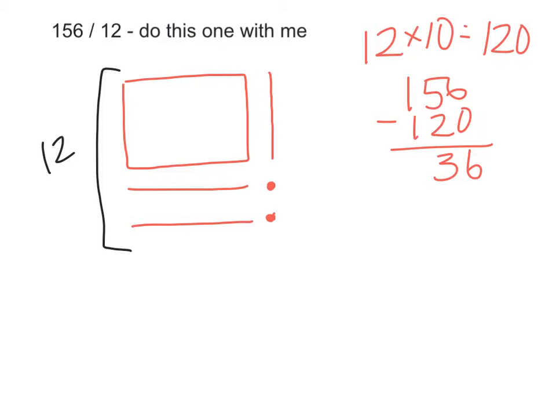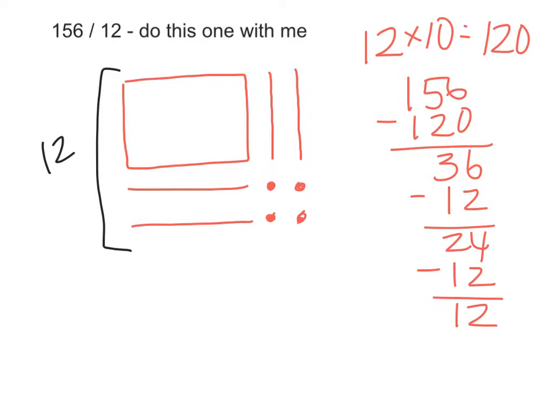I've just used 12, which means I have 24 more. So I'm going to give each group another one. There's my 10 stick. There's another group of 12. And I have just enough to give each group one more. So now, looking at my array, I still have my 12 groups.